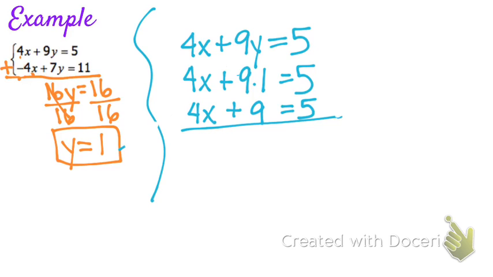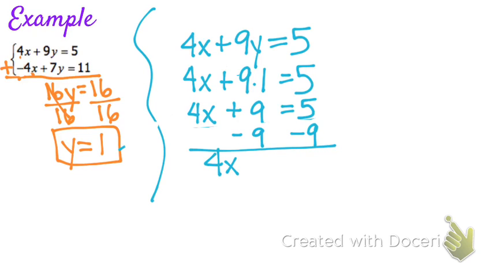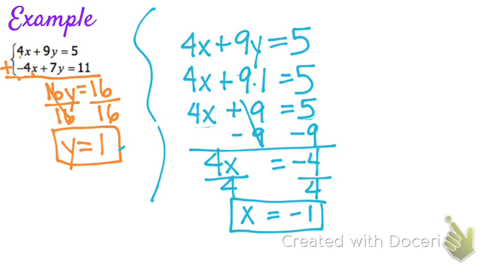And now I'm going to solve this. So at this point, it's a two-step equation. You want to move things away from the variable. So let's subtract the 9. And 5 minus 9 is negative 4. And the very last step, undo the multiplying by dividing. Okay?